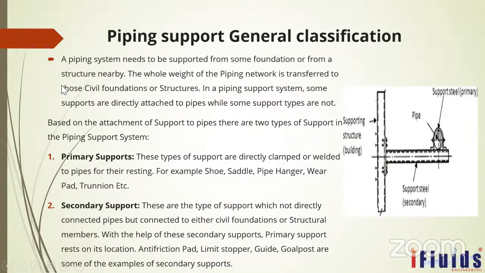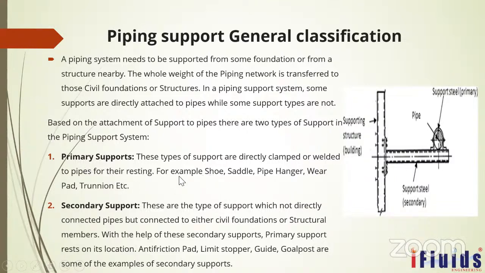So here we will see, based on the attachment of support to the pipes, there are two types of support. One is primary support and the second one is secondary support. Like primary load and secondary load, support also we categorize into two: primary support and secondary support. Primary supports are directly clamped or welded for their resting. For example, shoe, saddle, pipe hanger, wear pad, trunnion. These are all the types of support which we are going to see in upcoming slides.